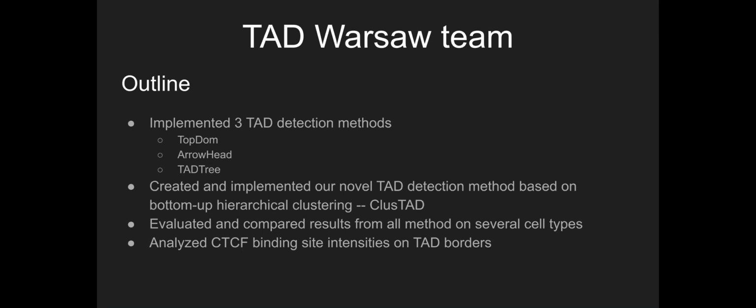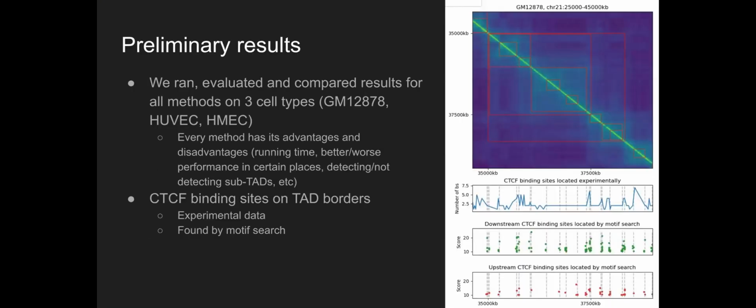We can threshold the second clustering at an arbitrary point, which gives us the ability to obtain subTADs at different levels. Next contribution: we evaluate and compare results for all 4 methods and several data types, and analyze CTCF binding site occurrences on TAD borders. Unfortunately, because of the 3 slides and 3 minutes limit, we won't be able to show all of our preliminary results. We ran our methods on 3 cell types, GM12878, K562 and HMEC, and did an initial quantitative and qualitative analysis of detected TADs.